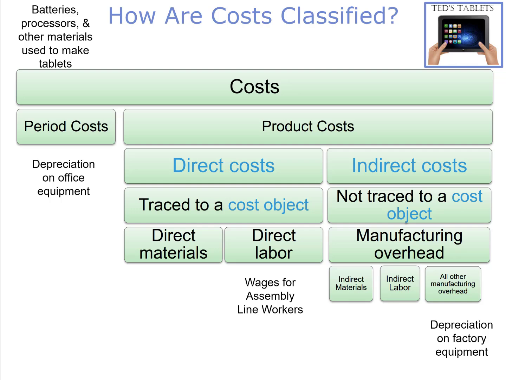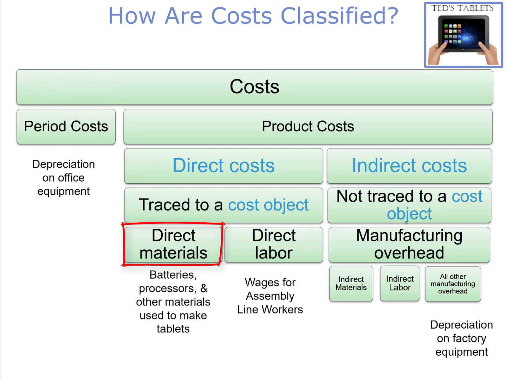Now, how about the cost of batteries, processors, and other materials used to make the tablets? These are obviously product costs that are directly and easily traced to each tablet. So they are a direct cost called direct materials.